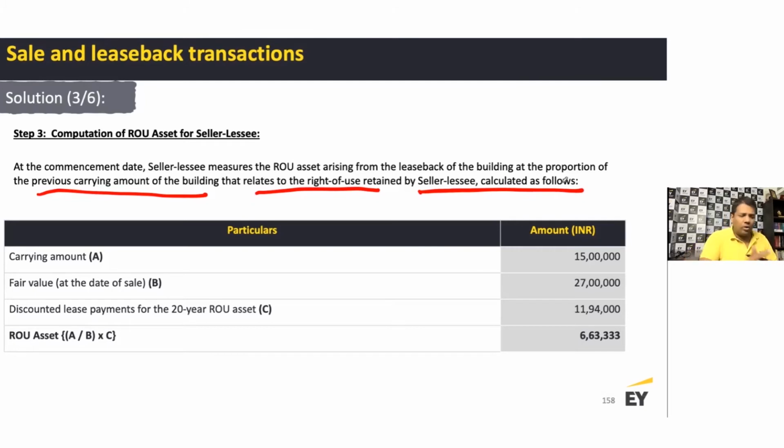What is the value of the rental which I need to pay? Again, it is 11,94,000 in relation to 27 lakh, not 30 lakhs, which is 14,94,000, because 3 lakh is nothing but the additional financing component. Now if you apply A by B into C, this proportion, you get 6,63,333 as my ROU asset.